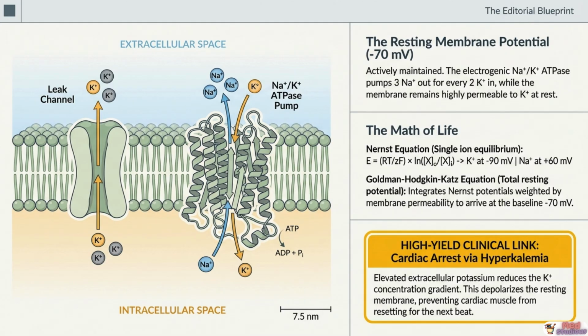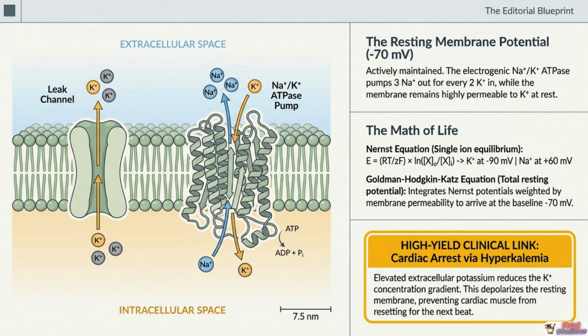Mathematically, the Nernst equation allows us to isolate the equilibrium potential of a single ion, yielding approximately minus 90 millivolts for potassium and plus 60 millivolts for sodium. The Goldman-Hodgkin-Katz equation then integrates these individual potentials, weighting them by true membrane permeability to calculate the final resting potential.